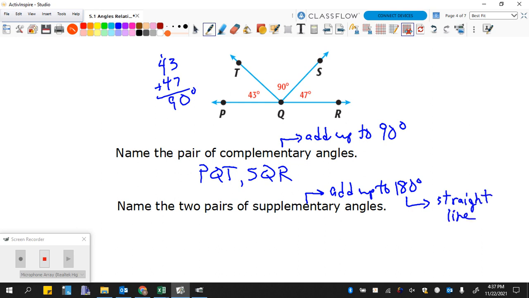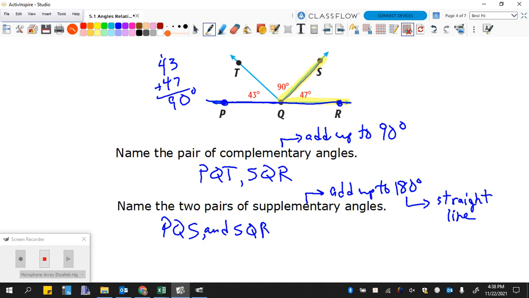Okay, so we want to find two angles that add up to a straight line. Well, we can say this and this. So we can say PQS, and then we could say SQR. That's one, because if we look at it, we started off here and we ended up over here. So that is a straight line.